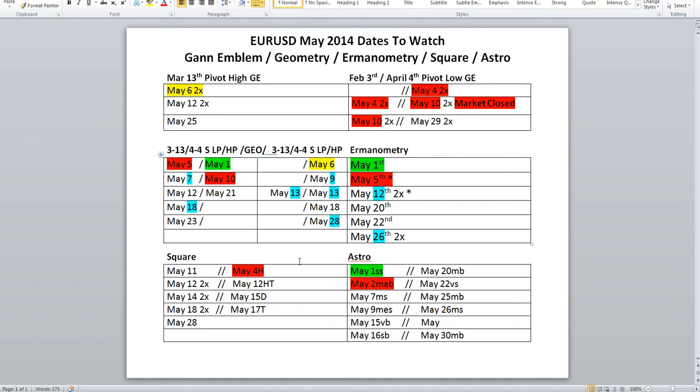Pivot high or high pivot, however you want to call it, and on the Astro, the 4th here was red, and the next day is the 6th, and then the 7th right here, and then we got to see what else we got. So we've got a lot of red and just one green. So let's see how this month is going to pan out.